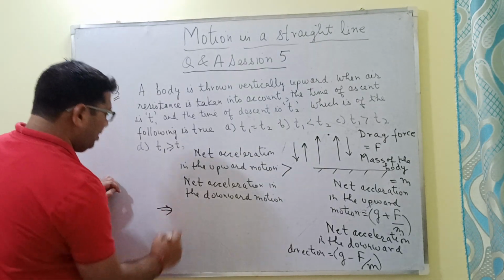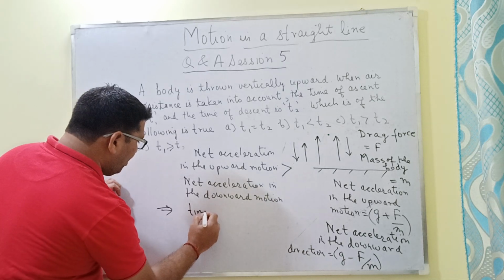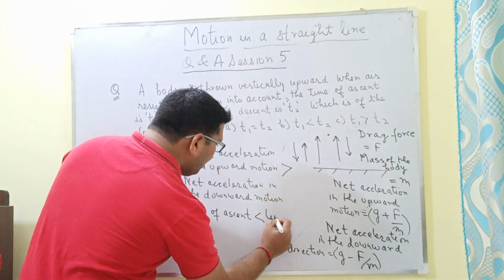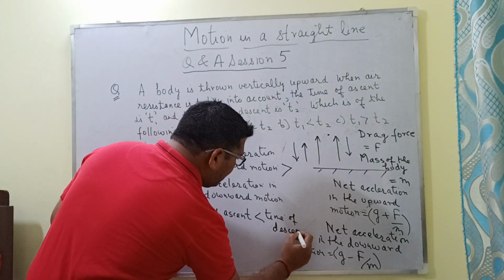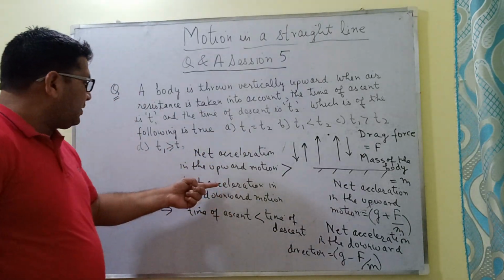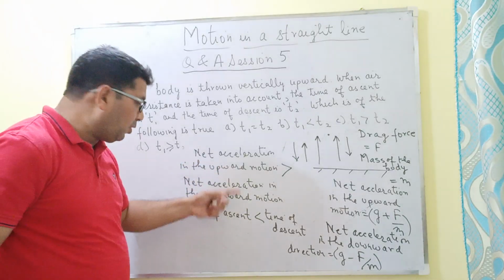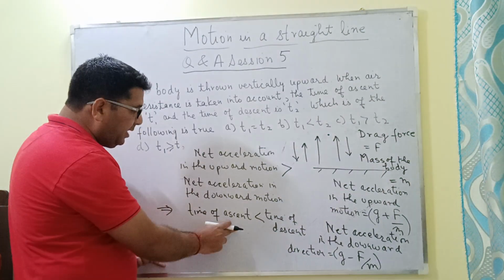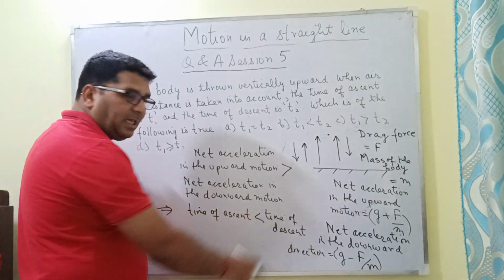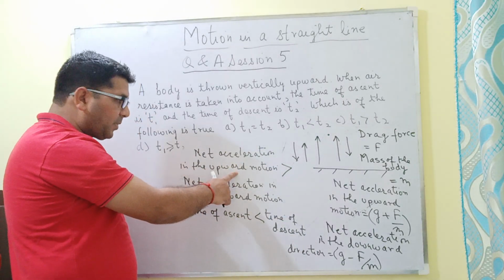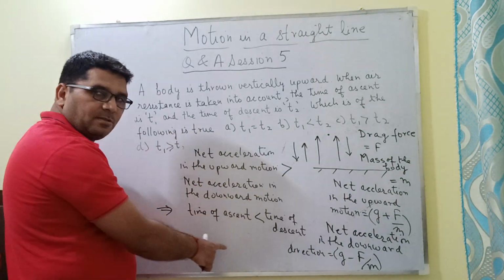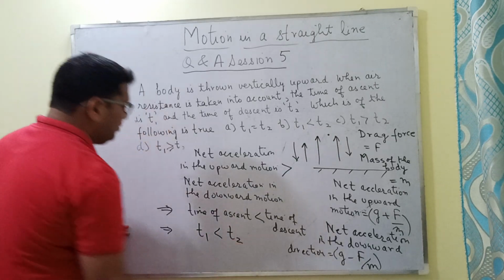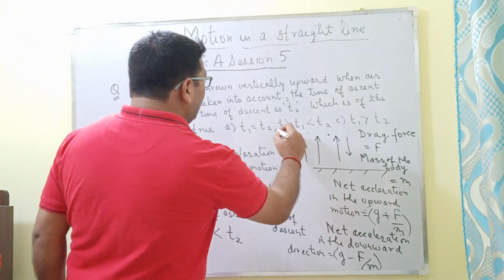So it implies that the time of ascent will be less than the time of descent. Okay, since the net acceleration in the upward direction is more than the net acceleration in the downward direction, therefore the time of ascent will be less than the time of descent. So now here the time of ascent is given as T1. So T1 will be less than T2. So our correct option is B, that is T1 is greater than T2.